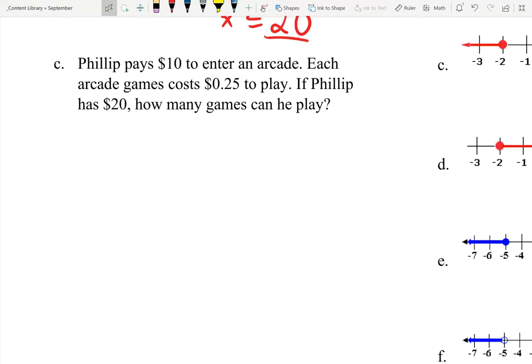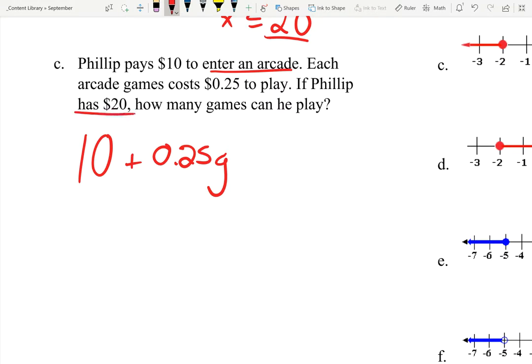Now, Philip pays $10 to enter an arcade. Each arcade game costs 25 cents to play. If Philip has $20, how many games can he play? So Philip has to pay $10 to go into the arcade, and then he's paying 25 cents per game that he wants to play in the arcade. So we'll put G here for per game.